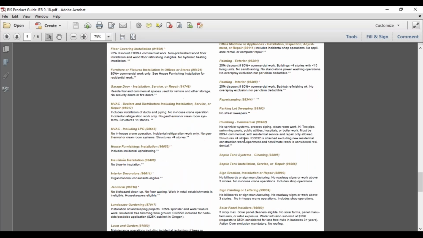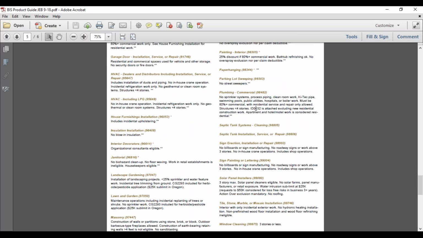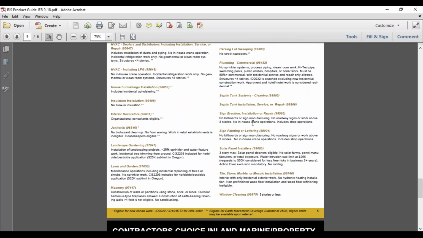We do say we like commercial plumbing, but truly haven't seen a lot of commercial plumbers. So while this class is filed, it's not used significantly. And then sign erection, tile guys, and window cleaning guys. We have an option for solar panel installers, but they do have an action over exclusion on that.